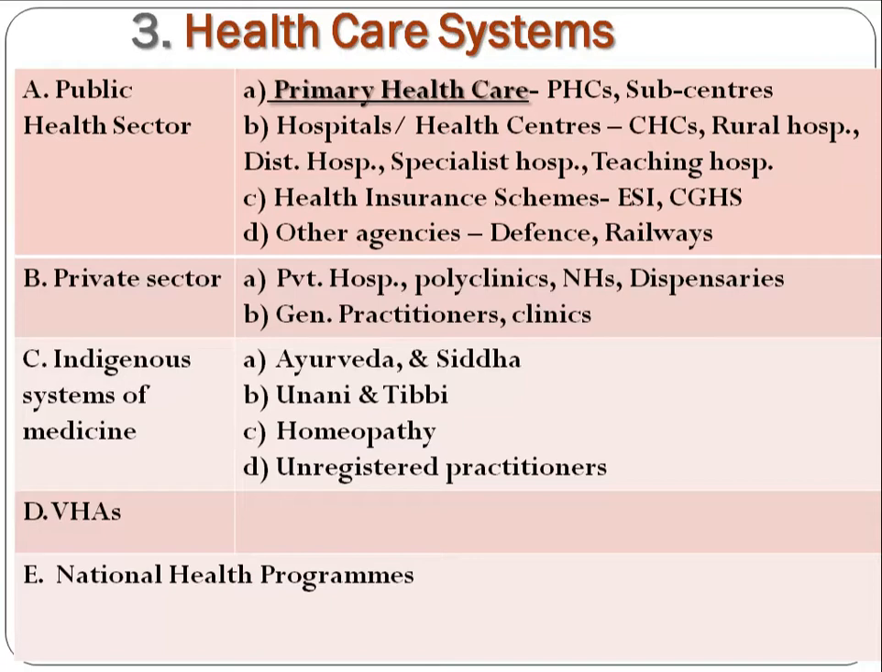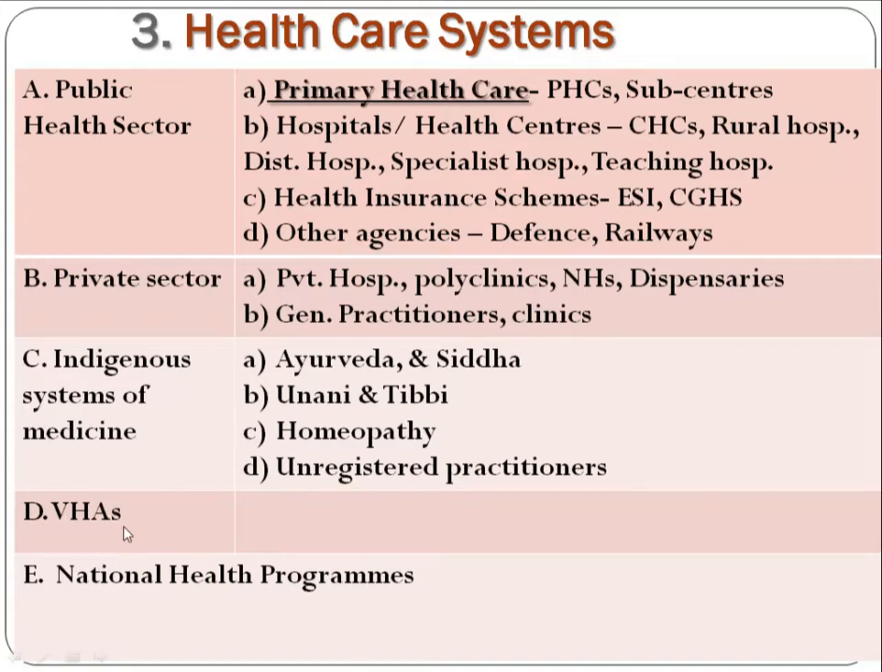A is for Ayurveda, Y is for Yoga, U is for Unani and Tibbi system, S is for Siddha, H is for homeopathy, and finally we have the unregistered RMPs, unregistered practitioners, and the RMPs, so-called.